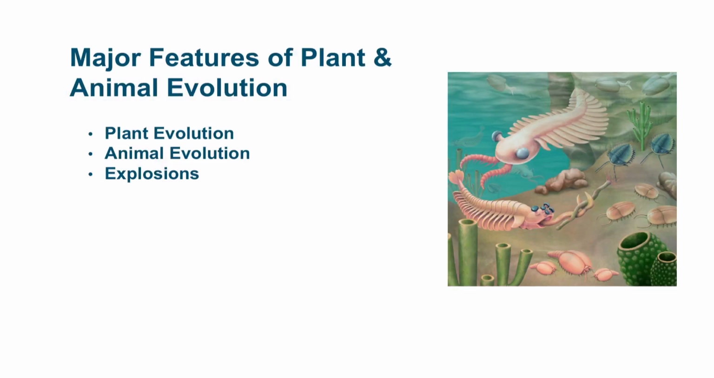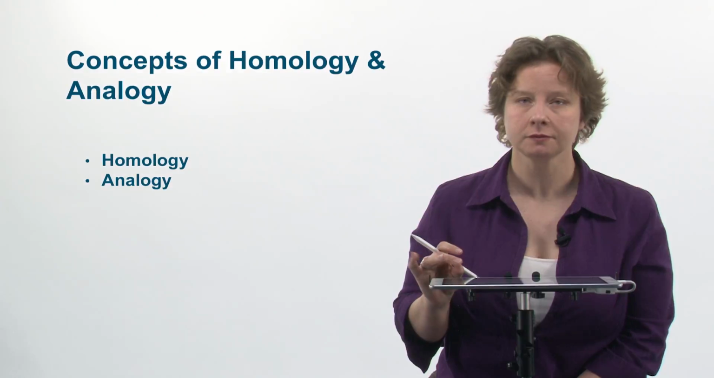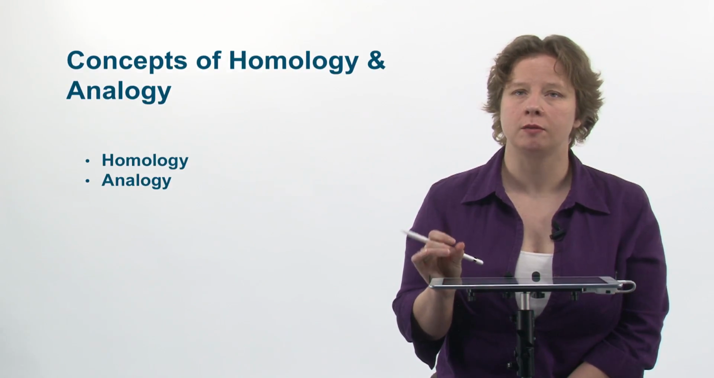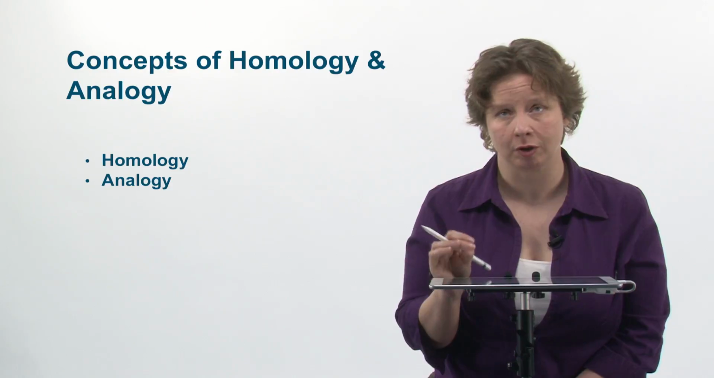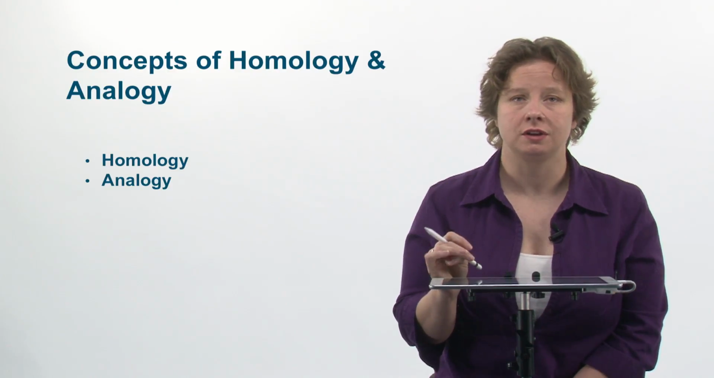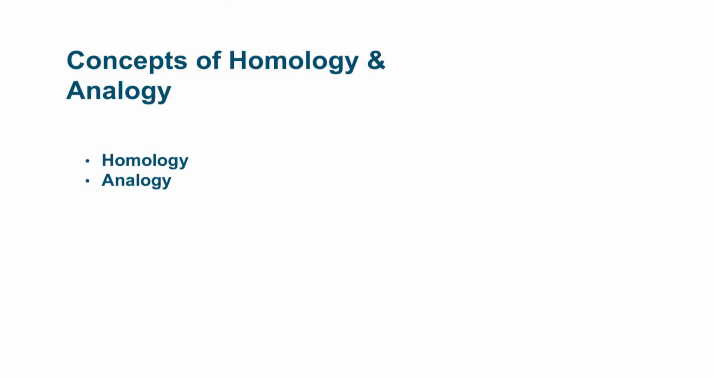Then we'll move into features of plant and animal evolution. We'll talk about each of those in turn, and then we'll also talk about species explosions over time. We'll talk about concepts of homology and analogy. We'll talk about both of them. What do those things mean, and examples of both of them.